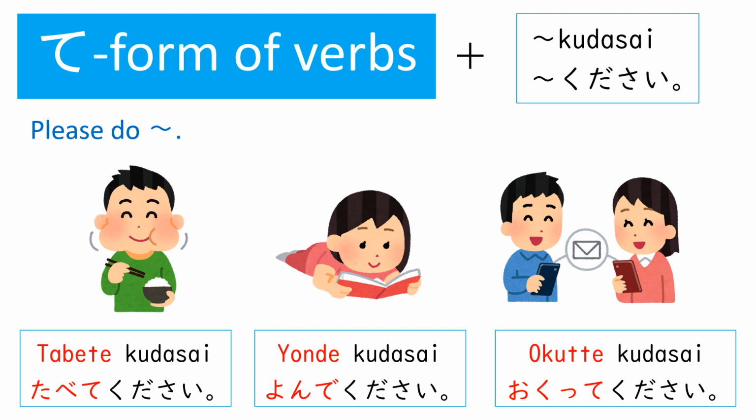In a very casual conversation, you don't need ください either. And so, by saying 食べて means please eat. 読んで is please read. 送って is please send. So, you can tell te form of verbs is used a lot in daily conversation.